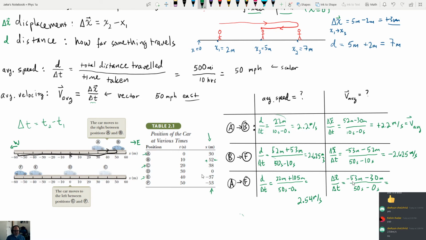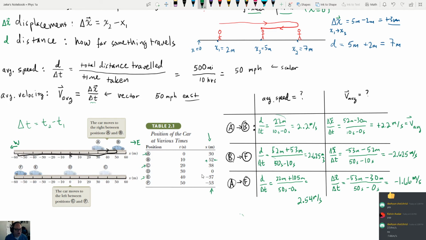So this is 83 over 50. Negative 1.66. Okay. So we've kind of broken the pattern now, where in the first two steps, the average velocity and the speed were exactly the same. The only difference was that the average velocity had a positive or negative sign in front of it. And one really common mistake that students will make when they're distinguishing between velocity and speed is they'll think that speed is just the absolute value of velocity, and that's just not true.